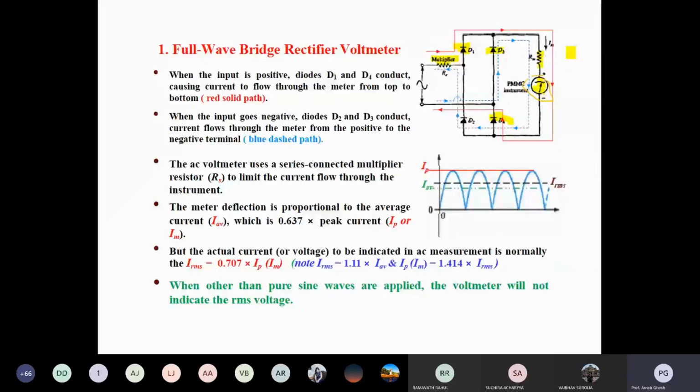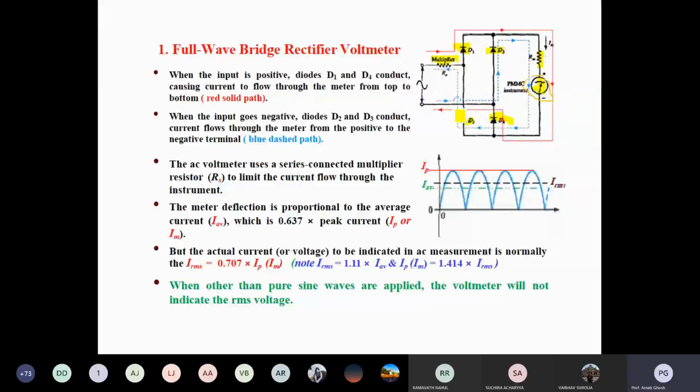When it is in the second condition, the reverse one, the blue dash path will be followed, meaning instantaneous polarity. In the first instant it is positive and the other is negative, and in the second instant the reverse happens. In the case of the negative-positive signal, D3 and D2 both will conduct, coming in the blue dotted path, flowing through this PMMC meter. So it directly converts the AC component to a DC component, and the PMMC instrument is able to measure that value.